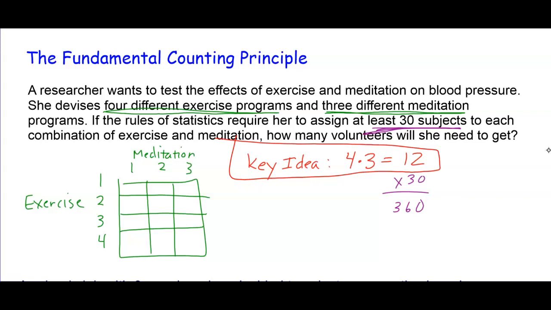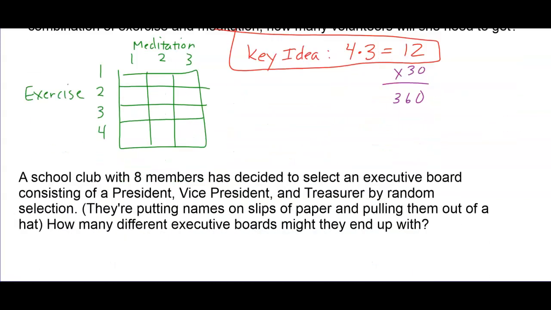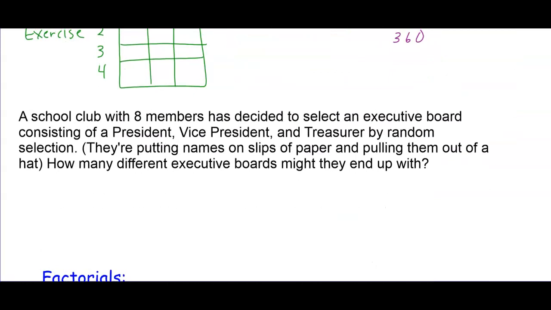The fundamental counting principle gets a little trickier to understand when the things that you're multiplying together aren't completely separate like they are in this case. In this case, exercise possibilities and meditation possibilities are clearly totally independent. They've got different names if nothing else. But take a look at this example here.